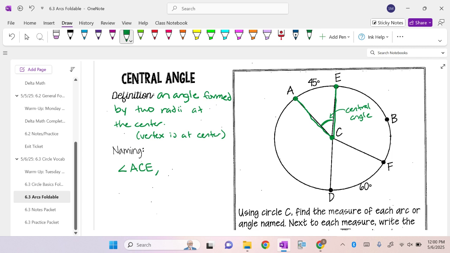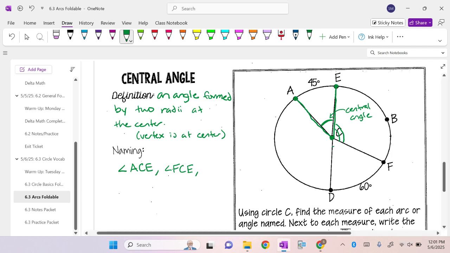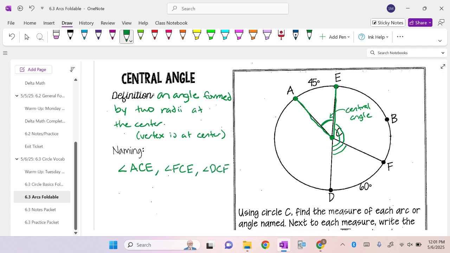Landon, what you got? FCE, good. So right here, that could be considered another central angle. So we label it as FCE. Can someone name me another one? DCF, good. So DCF is right here. That's also another central angle, DCF. And there's one more. What's the last one? ACD, good.